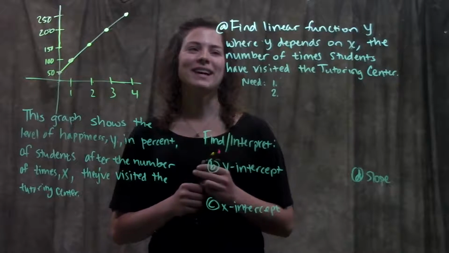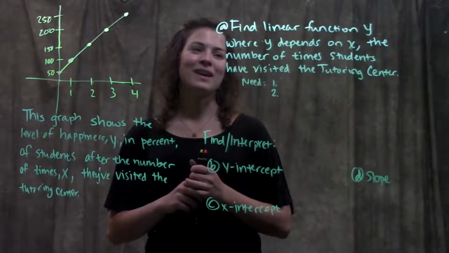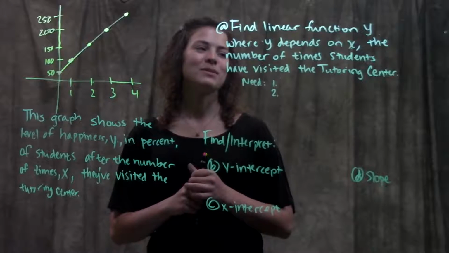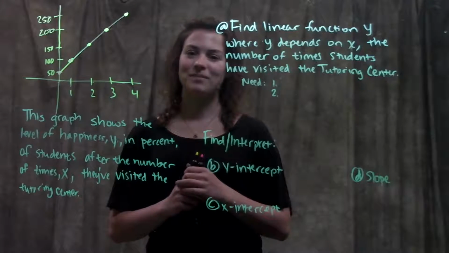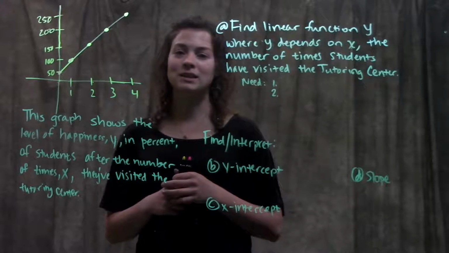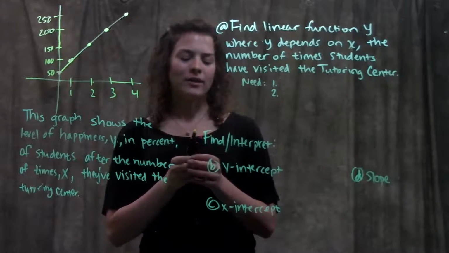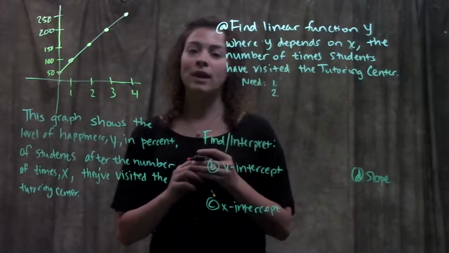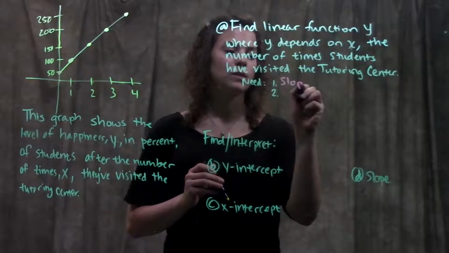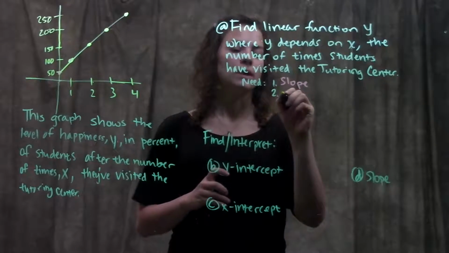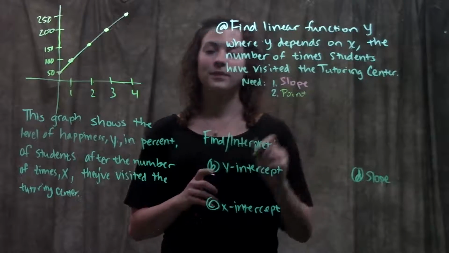Starting with part A, it's asking us to find the linear function y, where y depends on x, the number of times students have visited the tutoring center. All they're asking for here is to find the linear equation that represents this graph. And if you remember, the two things that we need whenever we're writing a linear function is 1, we need the slope, and 2, we need a point on the line.